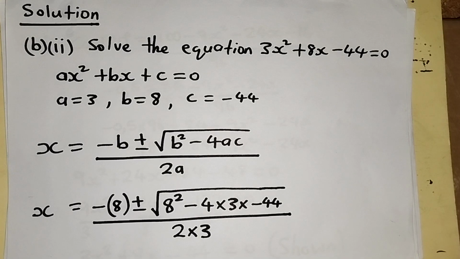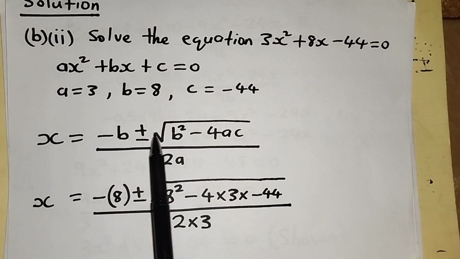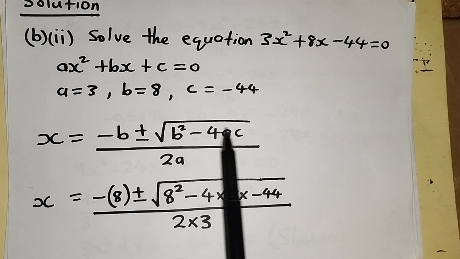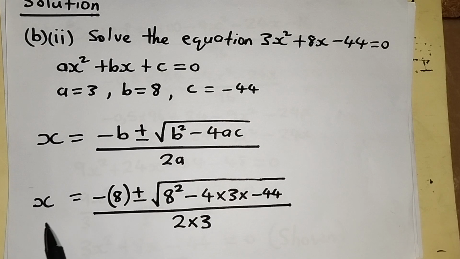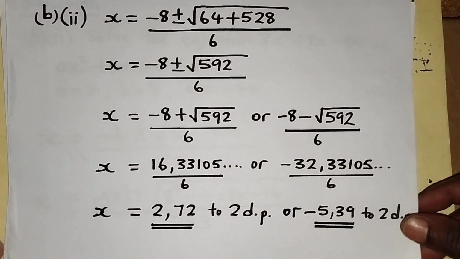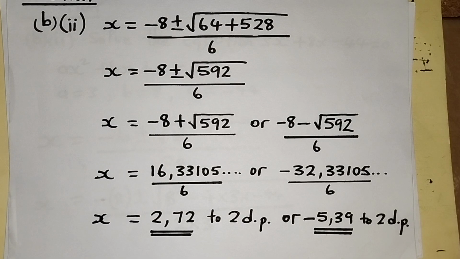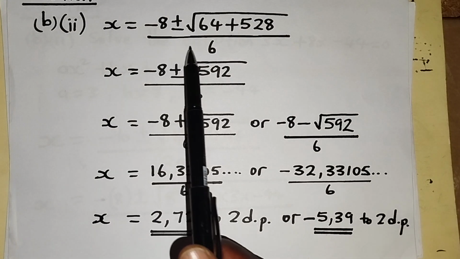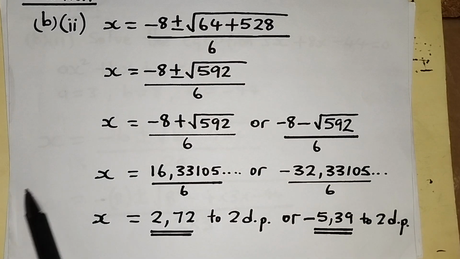Okay, so it says x equals minus b plus or minus the square root of b squared minus 4ac all over 2a. And I'm putting the values. B, remember, is 8, the a is 3, and c is minus 44. So it becomes minus 8 plus or minus square root of 8 squared minus 4 multiplied by 3 multiplied by minus 44 all over 2 multiplied by 3. So x equals minus 8 plus or minus square root of 64 plus 528.